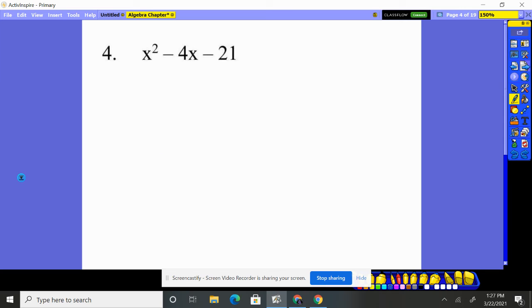One more problem, 21. Okay, notice there's no a value out here, so it's just an x and an x. What multiplies together to give us 21? 1 and 21, 3 times 7. We're done because everything else would have to be between the 3 and the 7.